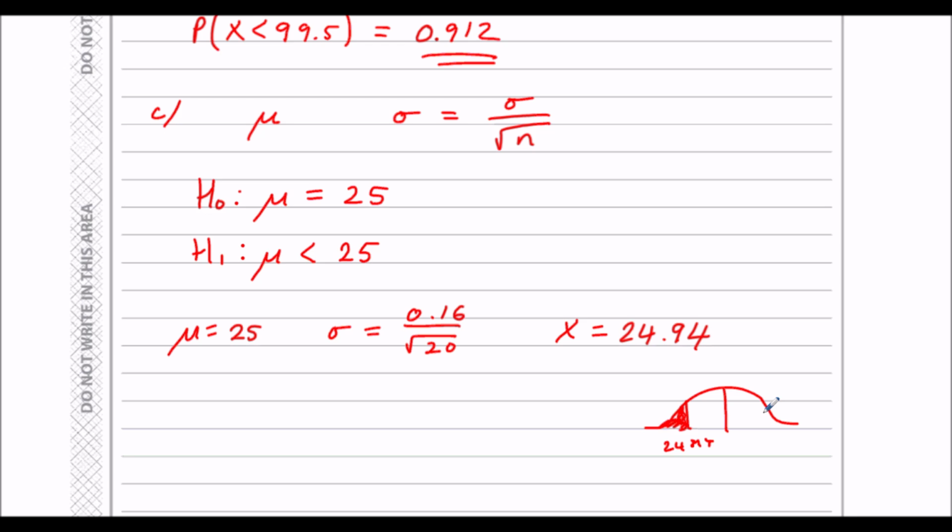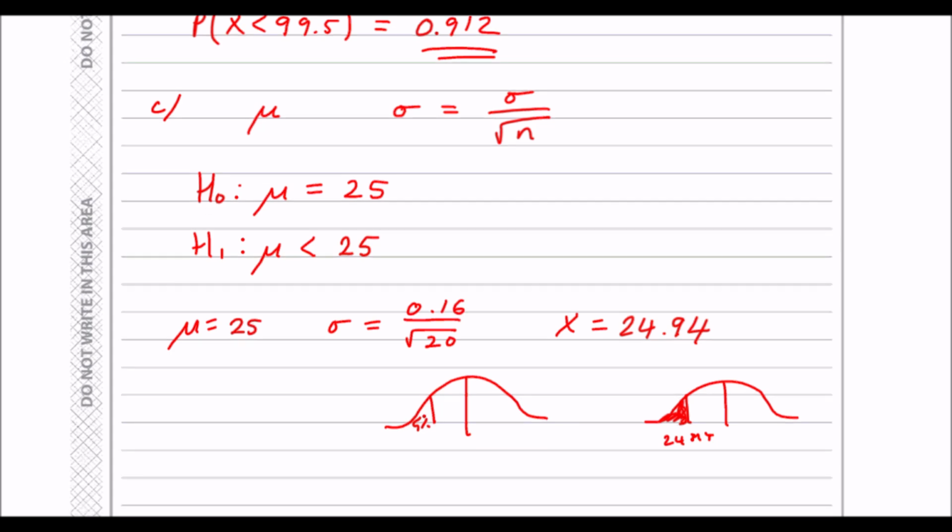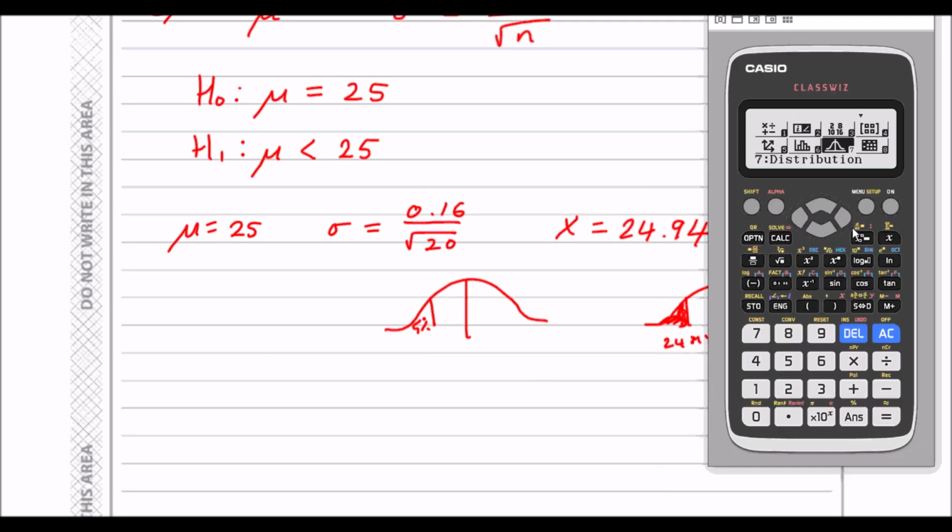Or alternatively, we could work out what 5% is and compare the two numbers. So we could also work out 5% and compare it to 24.94. Either one of these methods would work. Let's go to the inverse normal. So let's work out 5%, 0.05. Standard deviation 0.16 over square root 20, and the mean 25.